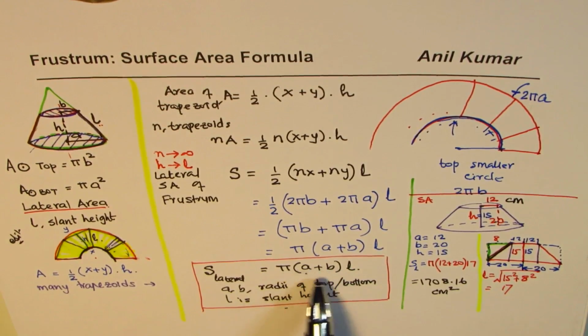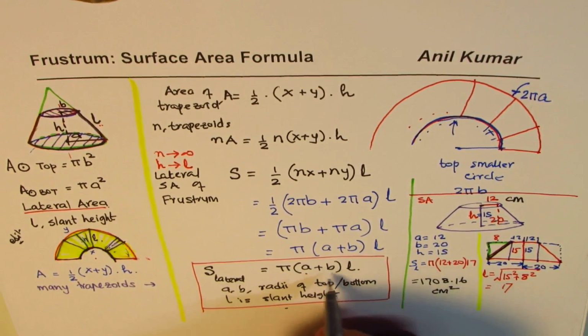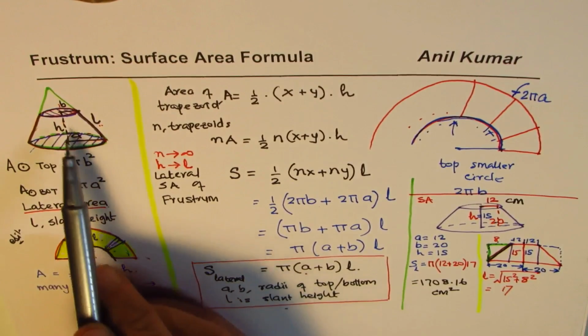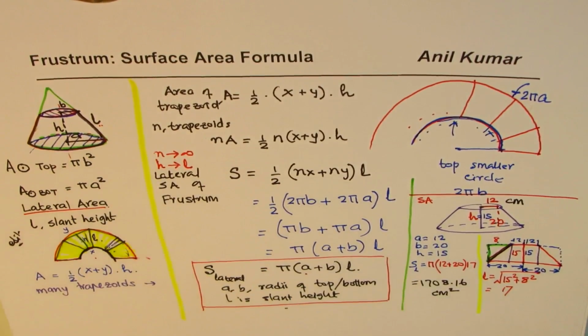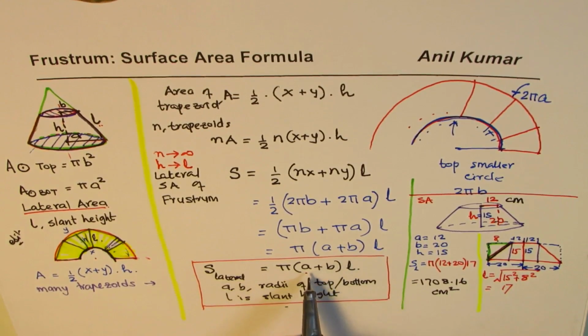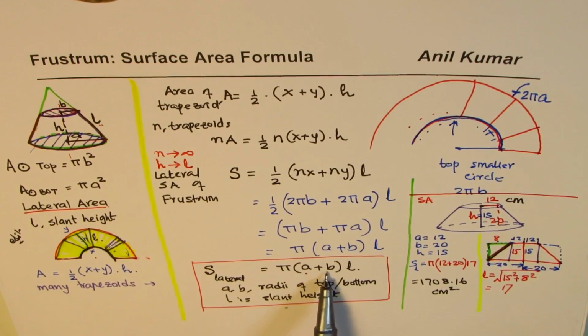Now you can also sometimes rearrange it by multiplying and dividing by 2. If I do that, we get 2 pi, and (a plus b) divided by 2 will be the average of these two. So you can also say it is 2 pi R L, where R is the average of these two, right? So at times we do use that formula also. Anyway, keep it on the side for the time being.